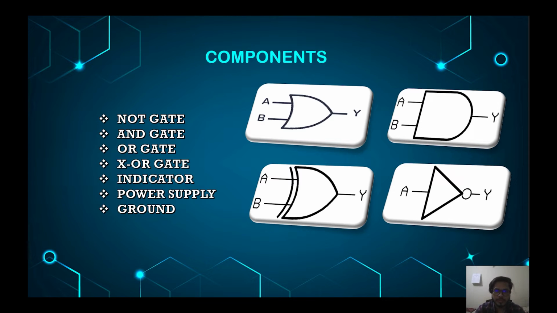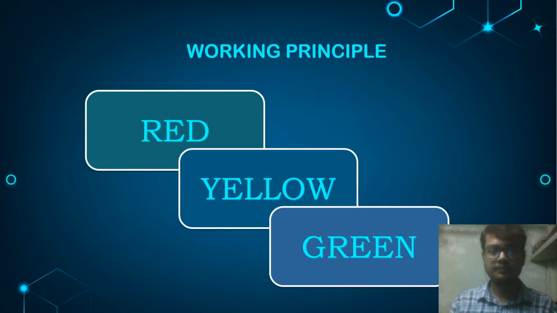Now I'm going to discuss the components we have used in our system. So on the right side, here we have the block diagram of the gates we have used in our system. First, we have an OR gate, an AND gate, an XOR gate, and a NOT gate, and also we have used an indicator, a power supply, and ground.